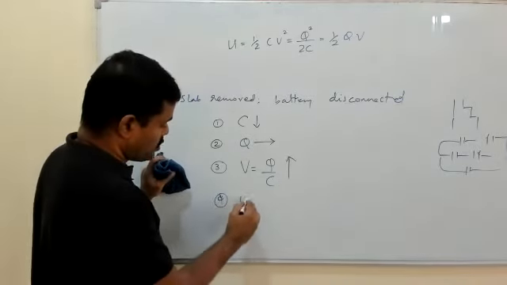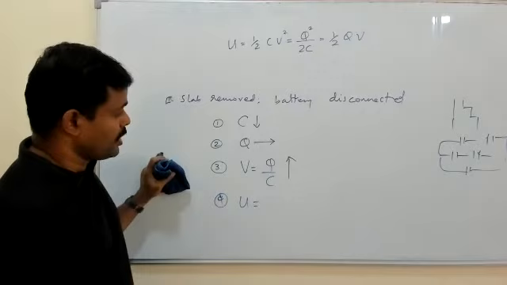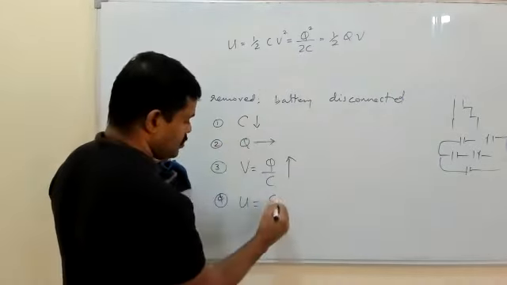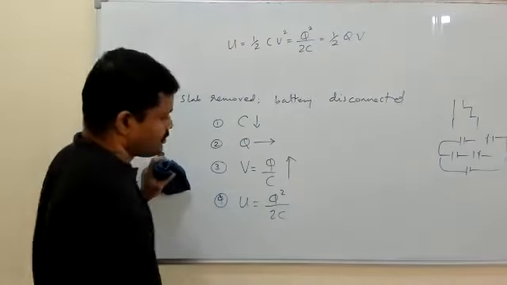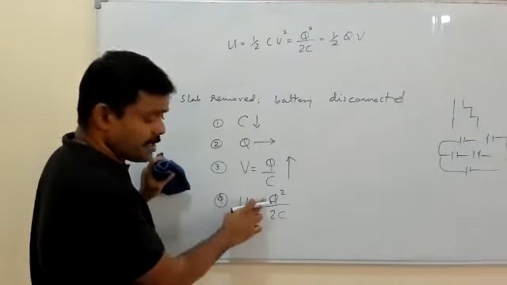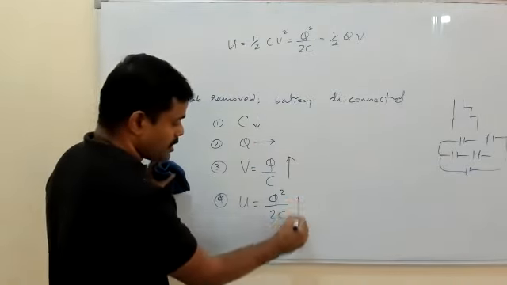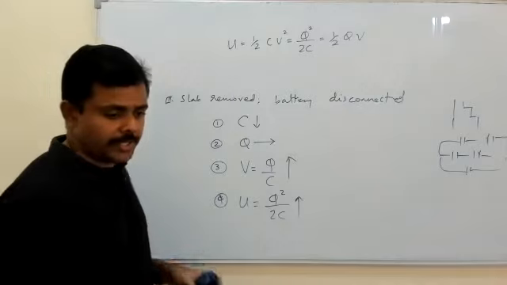Then fourth one, energy. Which equation should I choose here for energy? An equation with Q in it. Q is the constant quantity. So Q square over 2C. Q is a constant here. 2 is a constant here. C is decreasing. So denominator is decreasing means energy must increase.